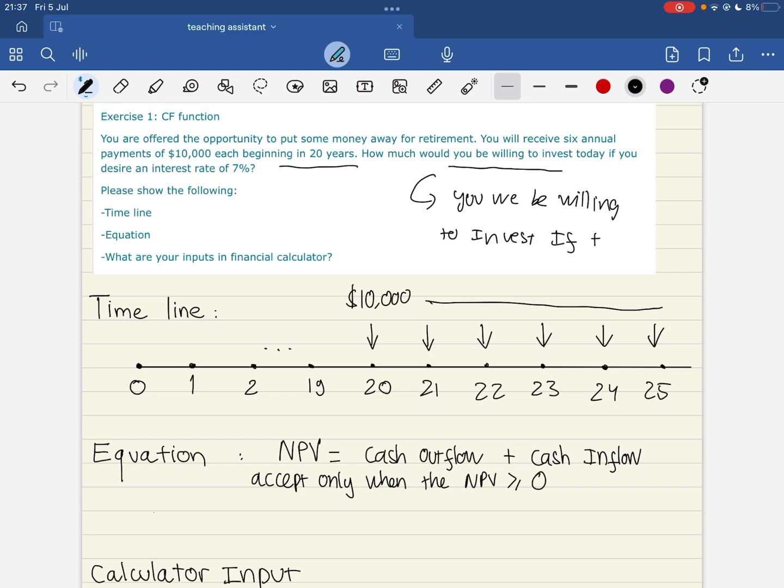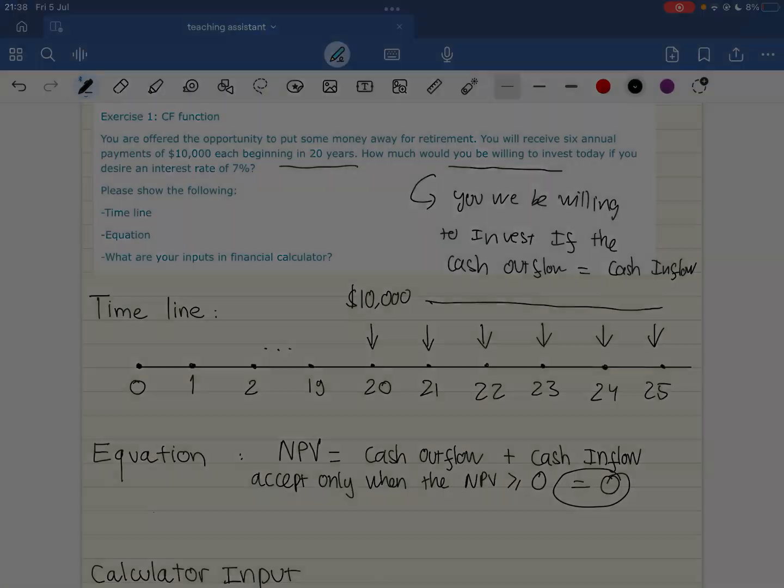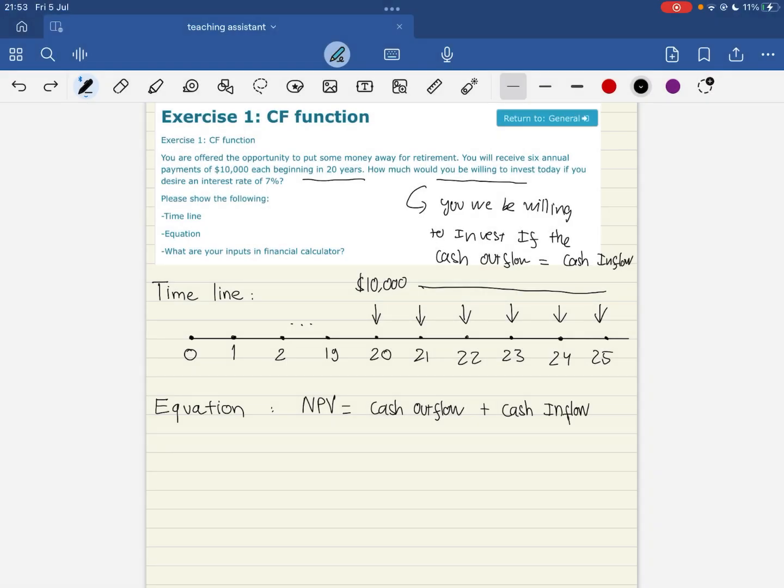if the cash outflow is equal to the cash inflow. Why? Because when the cash outflow is equal to the cash inflow, the sum of the cash outflow and the cash inflow will be equal to 0. And when it is equal to 0, it means that you can accept the investment. Now that I have already explained the reason why cash outflow has to be equal to the cash inflow in order to make the NPV equal to 0.